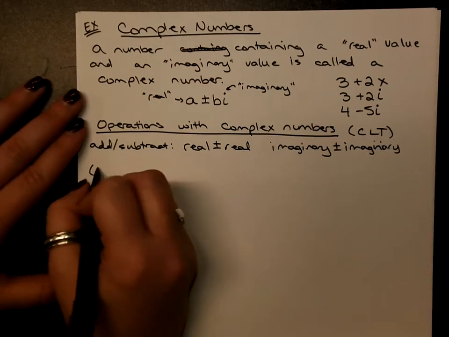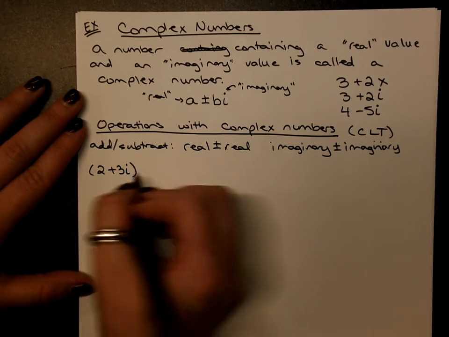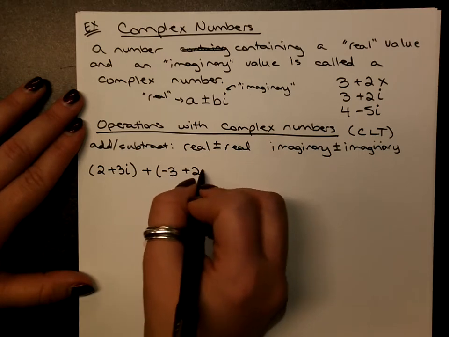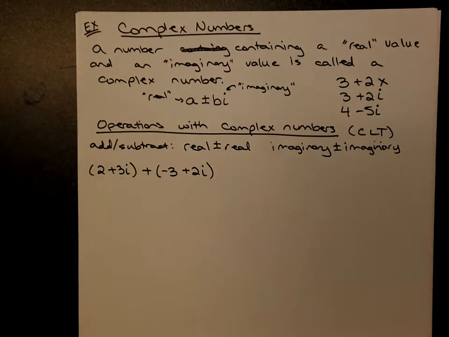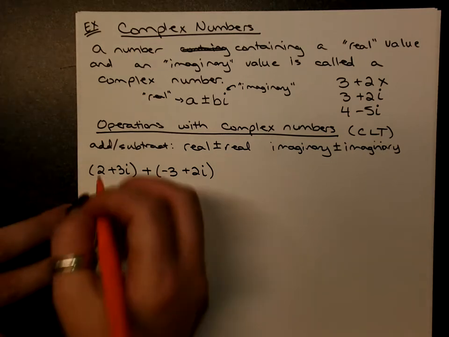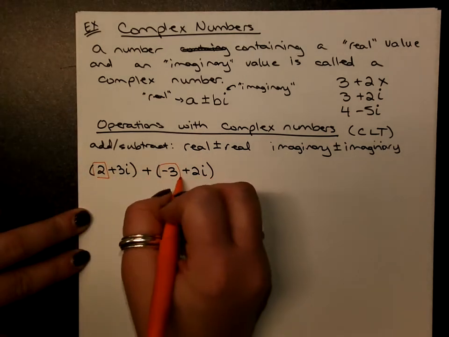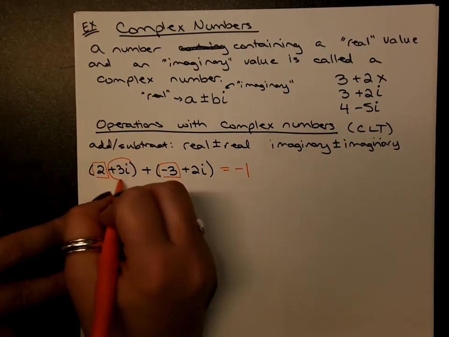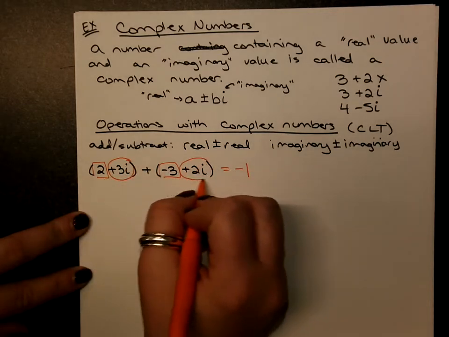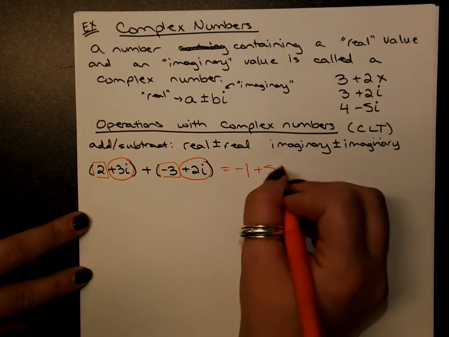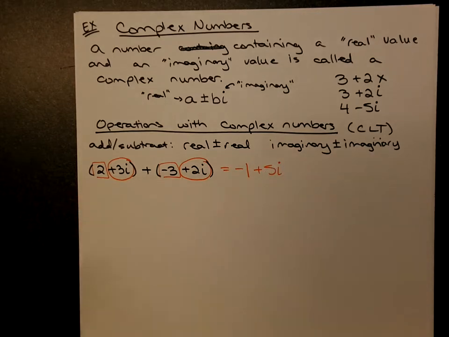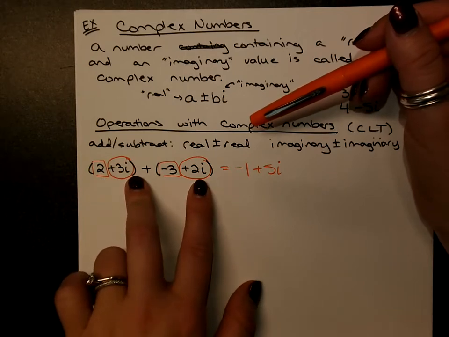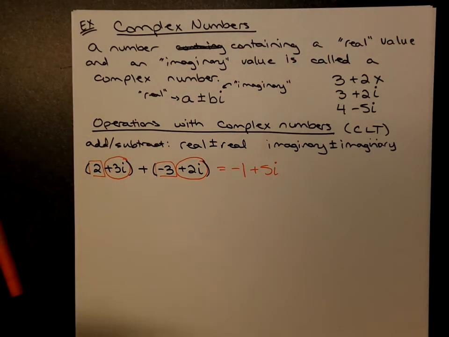So if I have 2 plus 3i, and I want to add that to negative 3 plus 2i, the 2 can add with the negative 3 to make negative 1, and the positive 3i can add with the positive 2i to make positive 5i. So it's not as bad as it sounds. You add the integers together, you add the imaginary parts together. That's all it is.